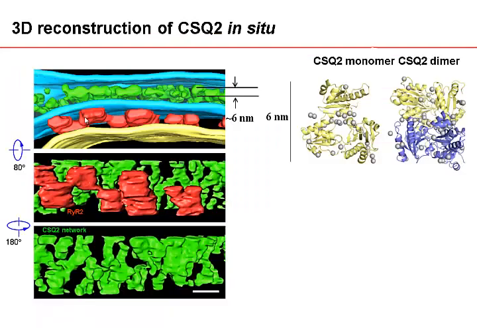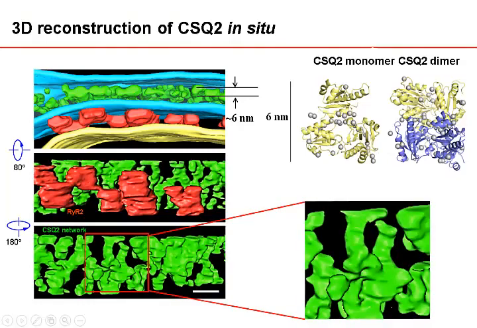Here is an example of 3-dimensional rendering of a calcium release unit, where ryanodine receptors are colored in red, and the CSQ2 network is colored in green. The thickness of the CSQ signals is around 6 nanometers, which is comparable with the size of a calsequestrin-2 molecule or its dimer. By docking calsequestrin-2 dimers onto the reconstructed CSQ2 network, we can see that the network is composed of a single layer of calsequestrin-2 dimers.